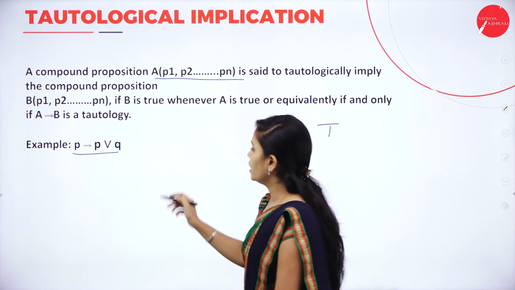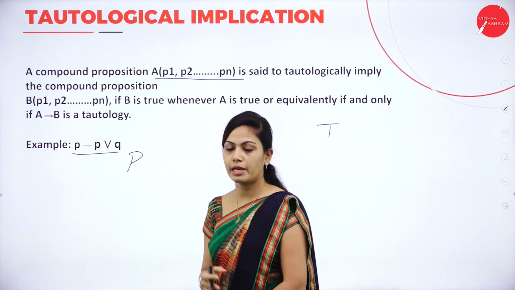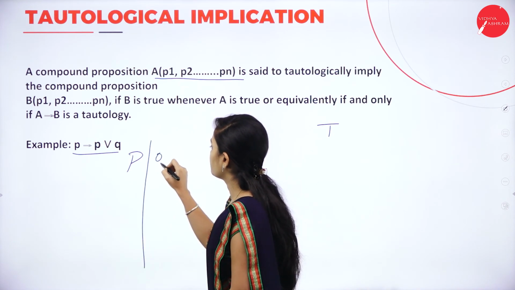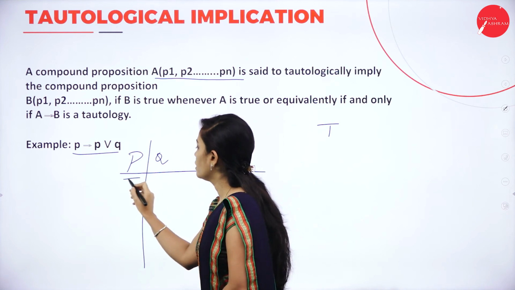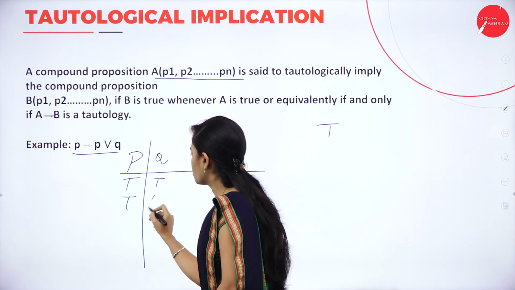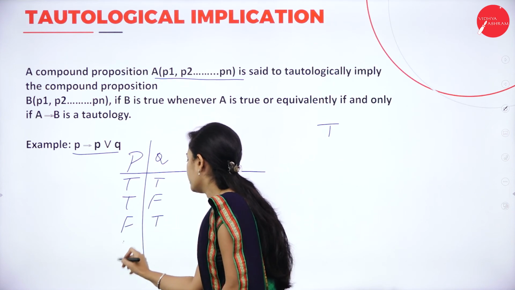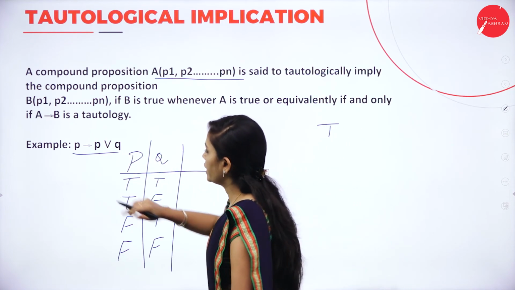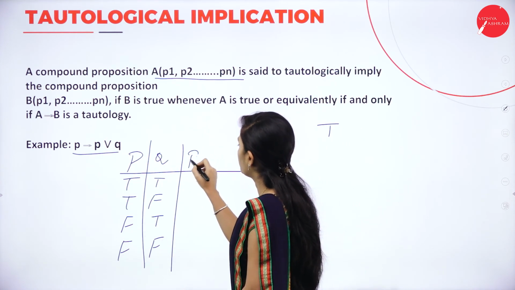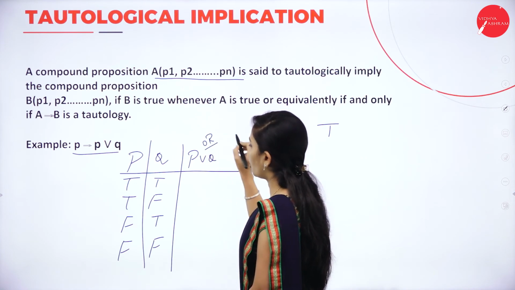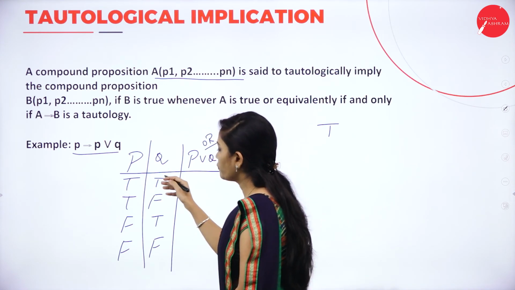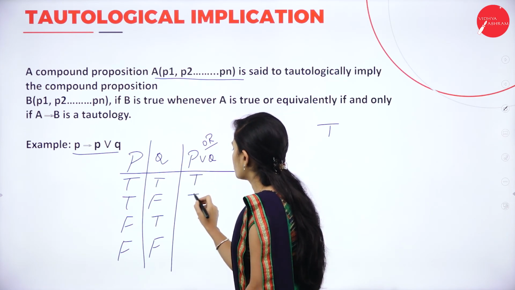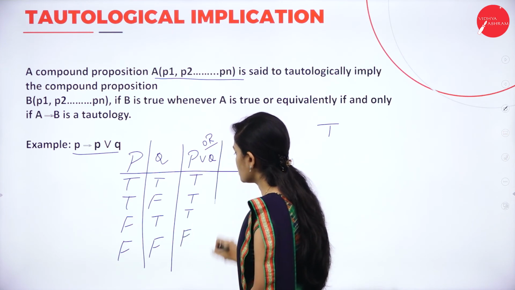So how to prove this? Here, I will explain this with the help of the truth table. I will simplify this. It is a tautology. We have two propositions, P and Q. Write the truth values: true, true, true, false, false, true, and false, false. Here, first we have to find P or Q. We are using the OR operation, that is addition. If any one of the statements is true, we'll get true in OR. So true, true, true, and false, false is false.